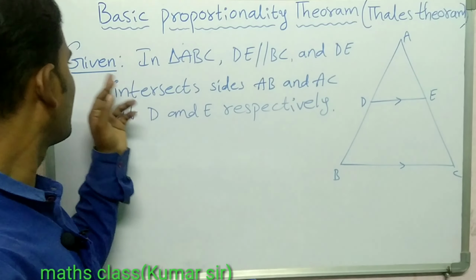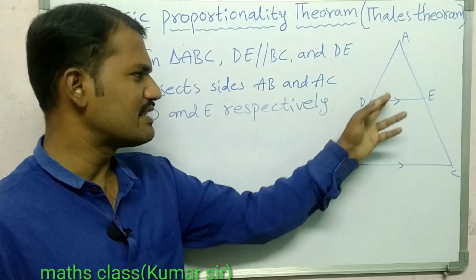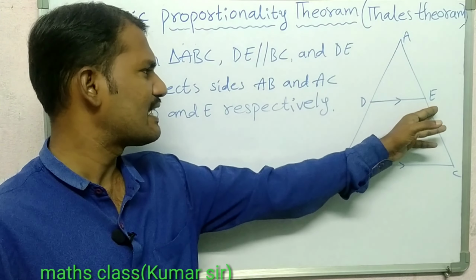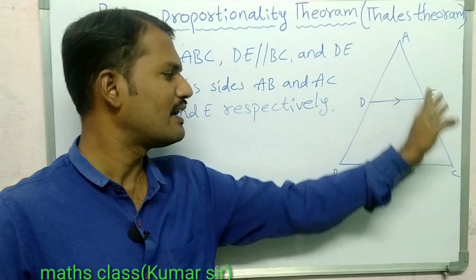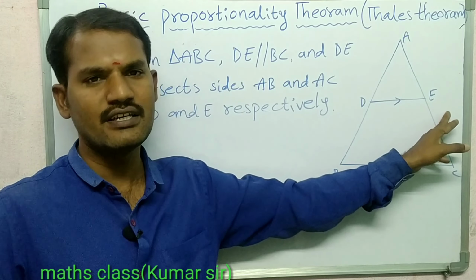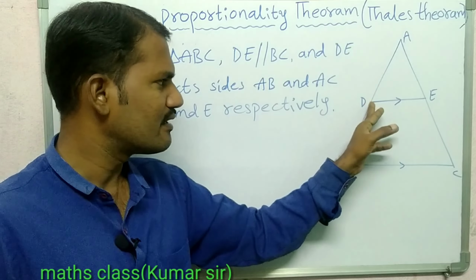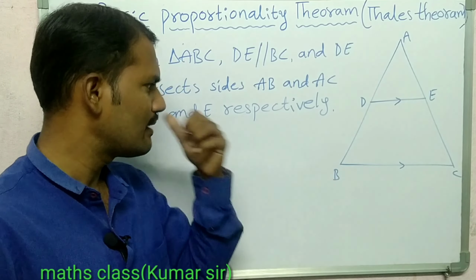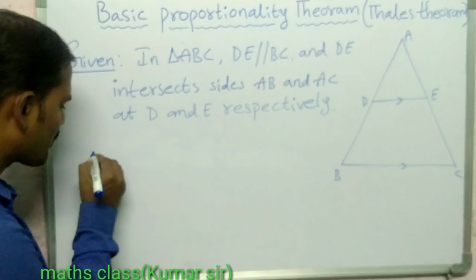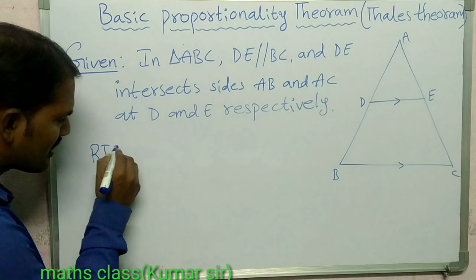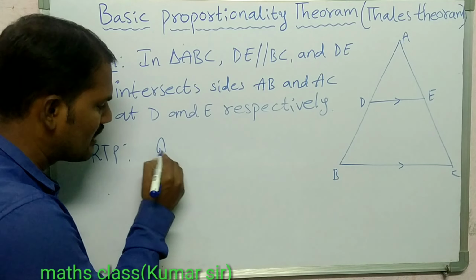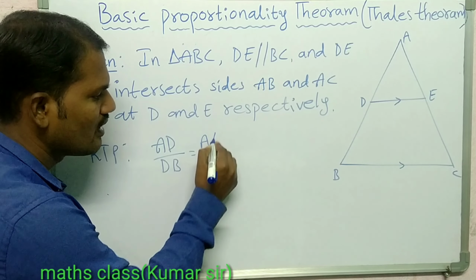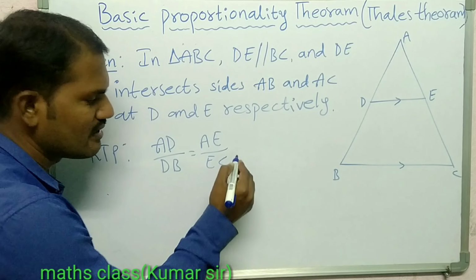Okay, see here. What is given: in triangle ABC, DE is parallel to BC, and this DE side intersects AB and AC at D and E respectively, with D on AB and E on AC. So here we have to prove, RTP means required to prove, AD by DB equal to AE by EC.